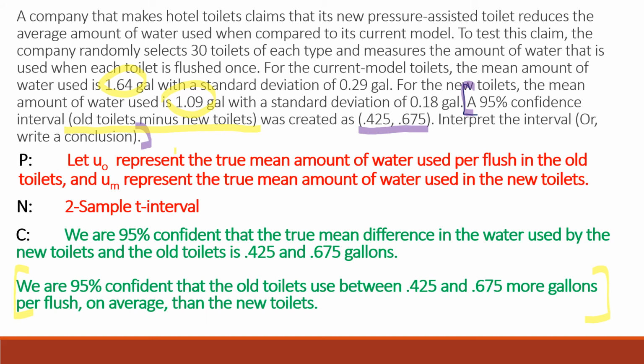Key things to write when we interpret an interval or write a conclusion for a confidence interval. You need to have the confidence level. So say we are 95% confident. It needs to say something about mean or average for quantitative problems, or proportion for categorical problems.